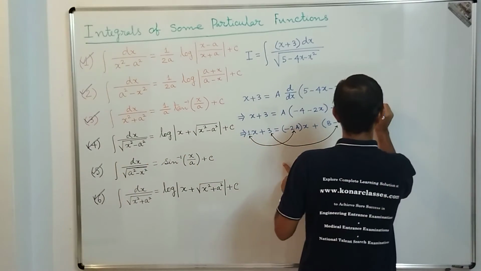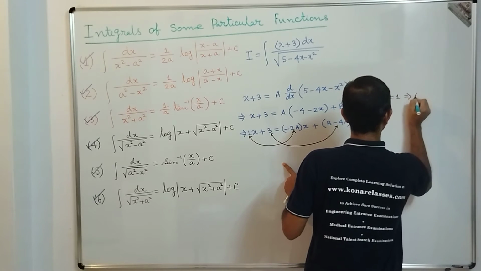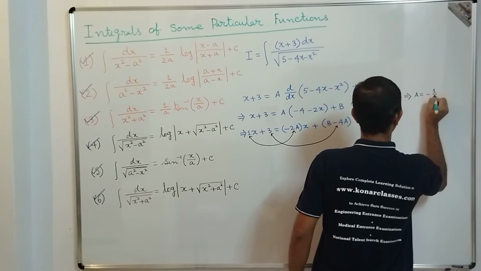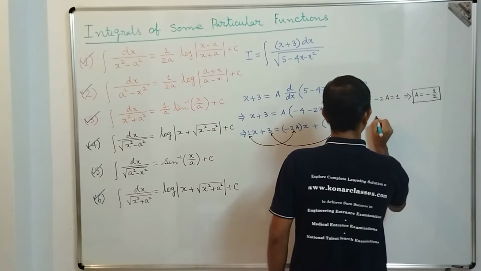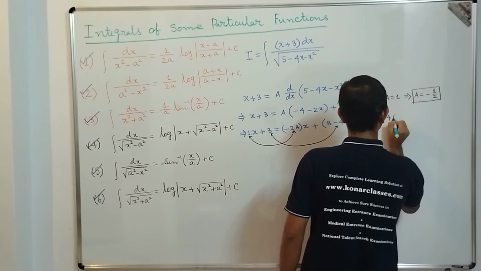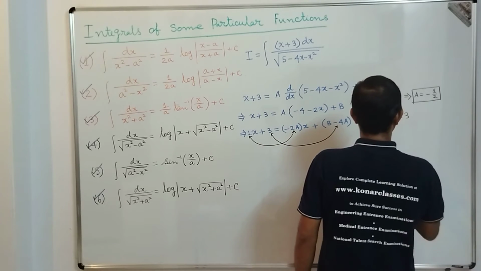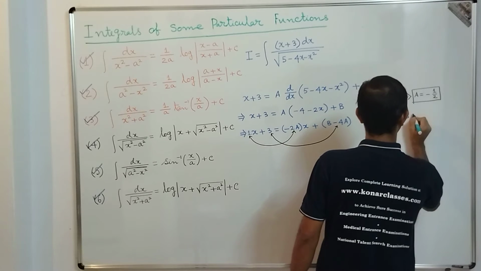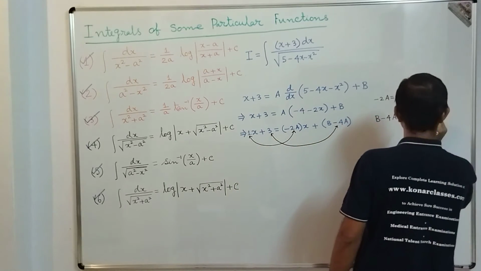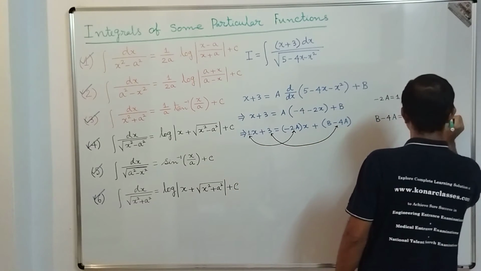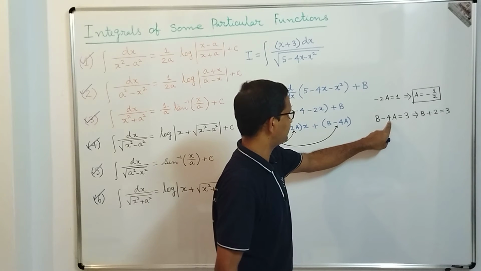So what we can write is that minus 2a is equal to 1, that gives a is equal to minus 1 by 2, we already got it. And another one is that b minus 4a is equal to 3. So that implies what? That implies we get b minus 4a, so that means plus 2, so that is equal to 3, minus 4 into a. Minus 4a means plus 2.